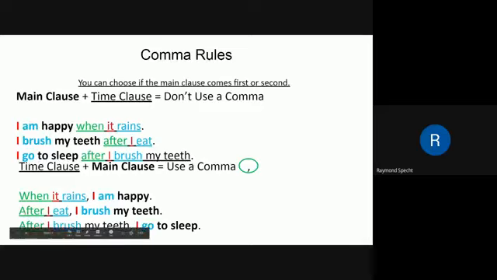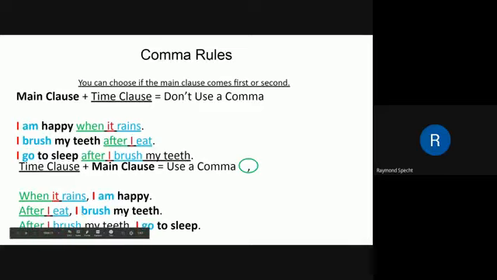After I eat, I brush my teeth. Okay, "after" is our time word, so it's telling us the time clause is first. We put our comma in there, and then we have our main clause.